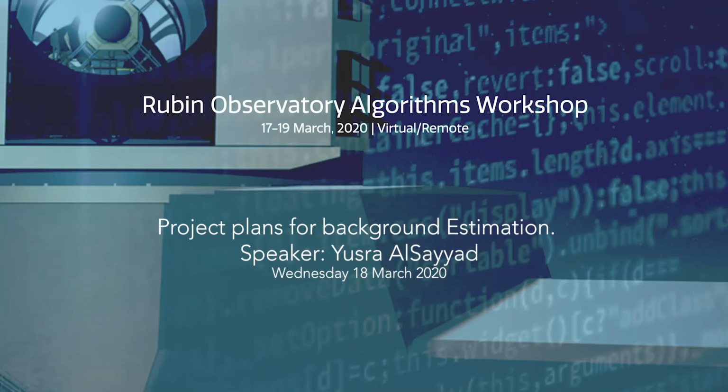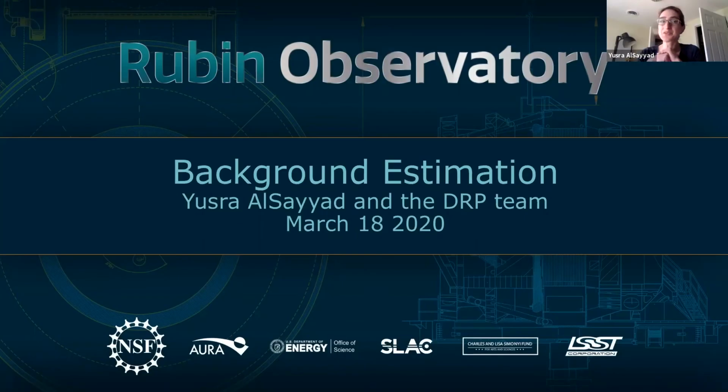Okay, so I'm going to go over the general problem of background estimation, why it's important, what we're doing right now, what limitations that procedure has, what we're doing to mitigate those limitations, and our project plans for sky estimation in the future. So sky estimation is another one of those problems that seems simple on the surface, but is much more challenging when you want to get down to precision photometry.